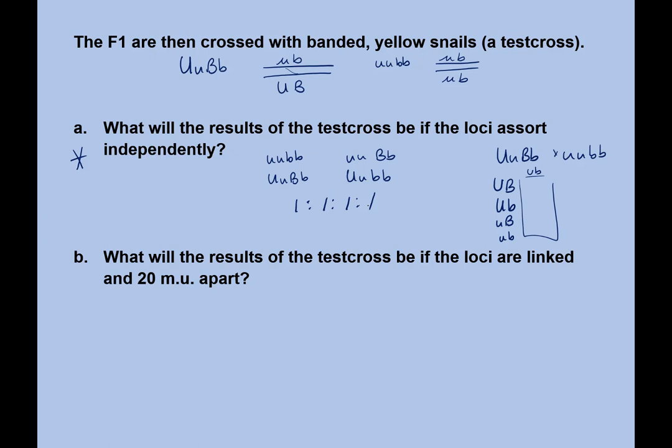But now we're going to say, oh, these loci are 20 map units apart. So what does that tell us? That tells us that the recombination frequency is 20%. That tells us that each recombinant is going to make up 10% of the progeny, and each parental type is going to make up 40%.